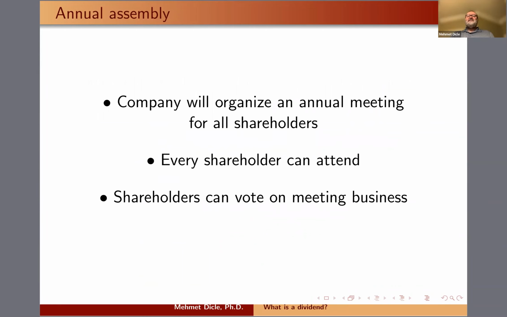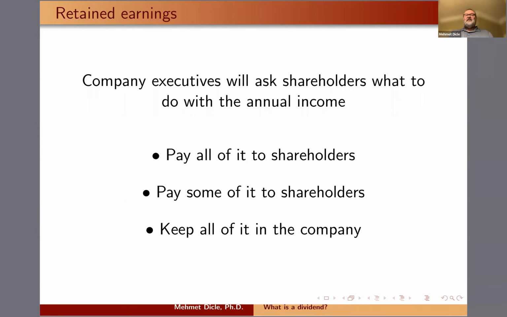The company will organize an annual meeting for all shareholders once a year, and it's referred to as an assembly. We, as the shareholders, can attend these meetings, and we get to vote. Not every common share may have the privilege to vote, although most of the time it does. But there could be some stocks that prohibit or limit the ability to vote. But in general, common stockholders do vote on meeting business, but there are exceptions.